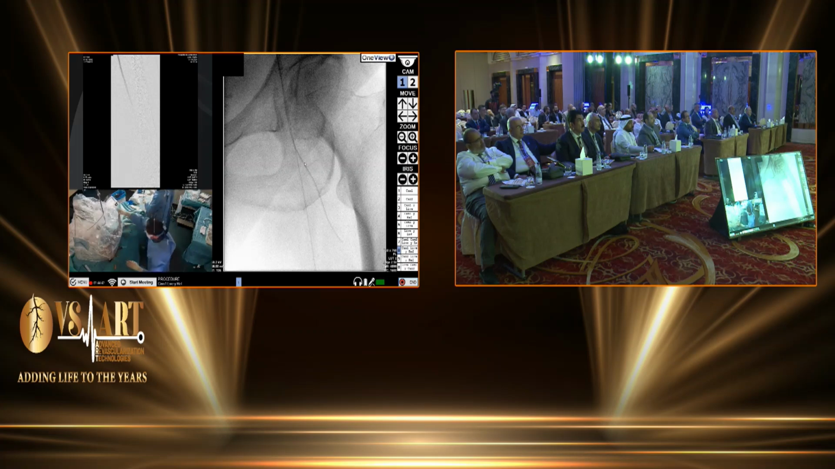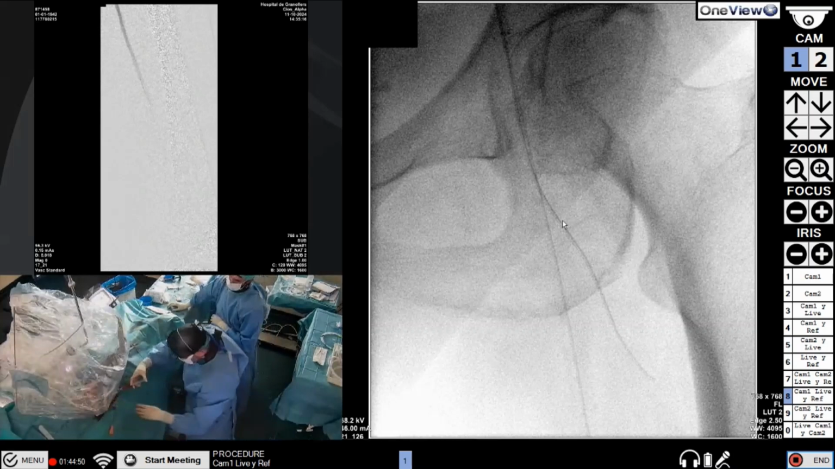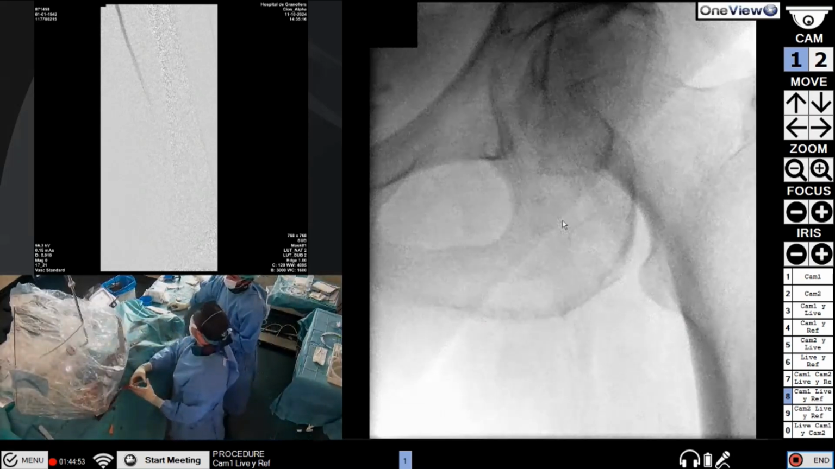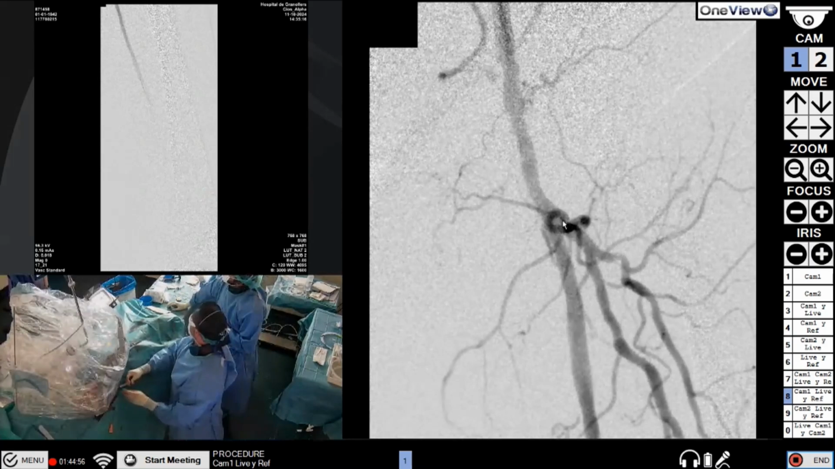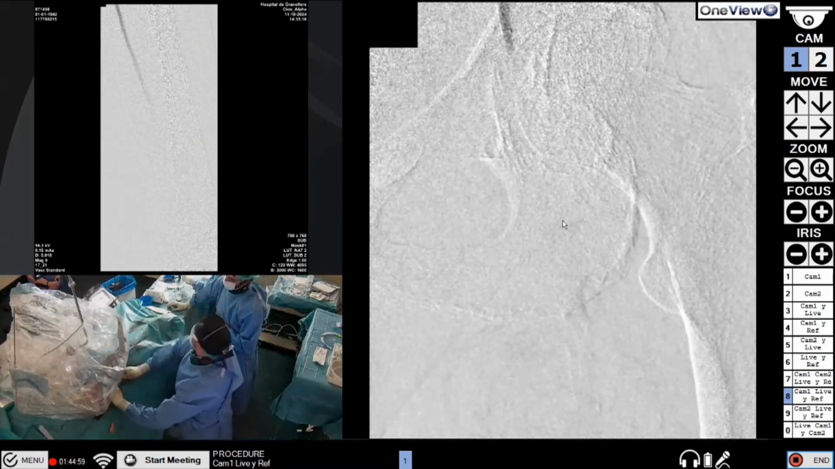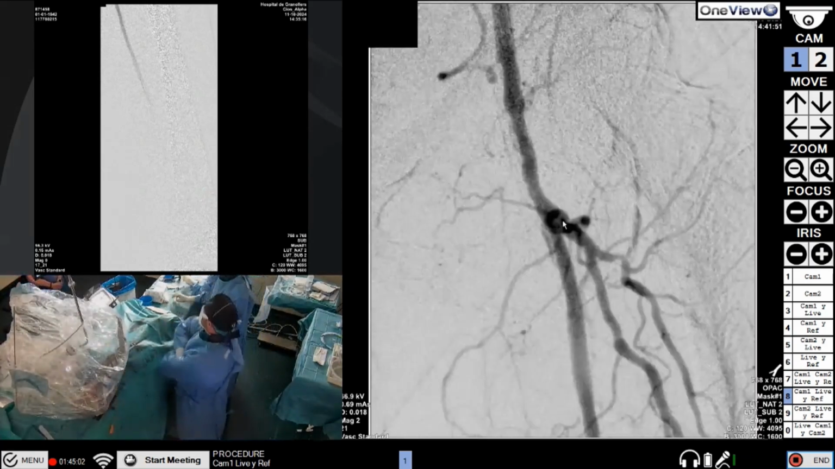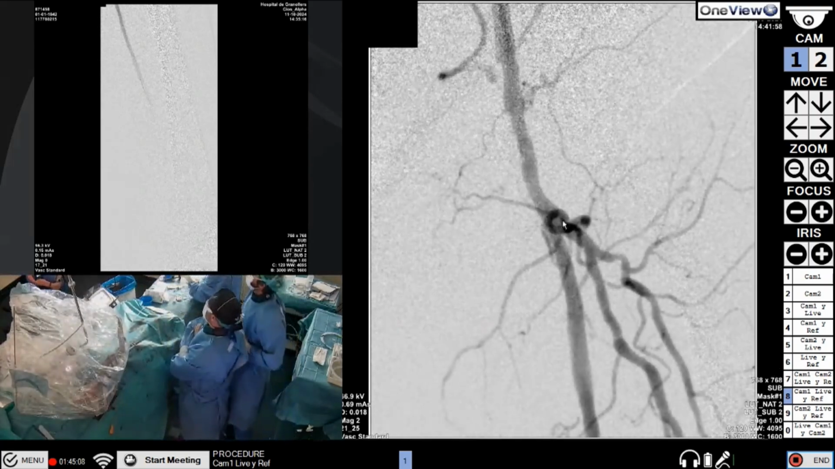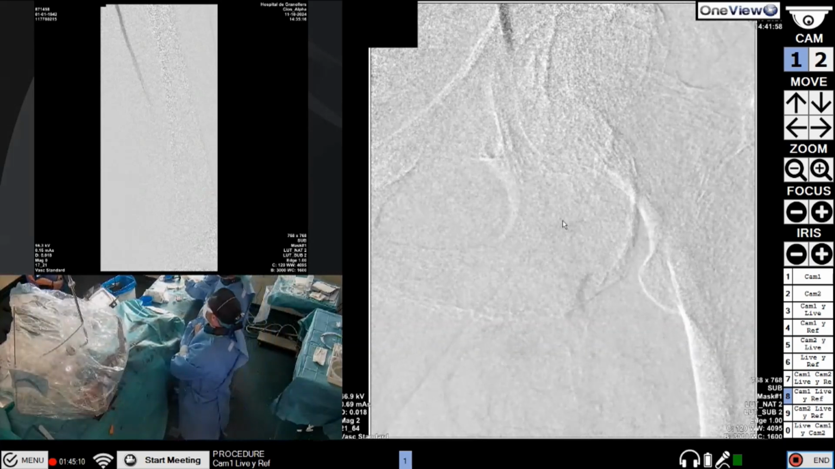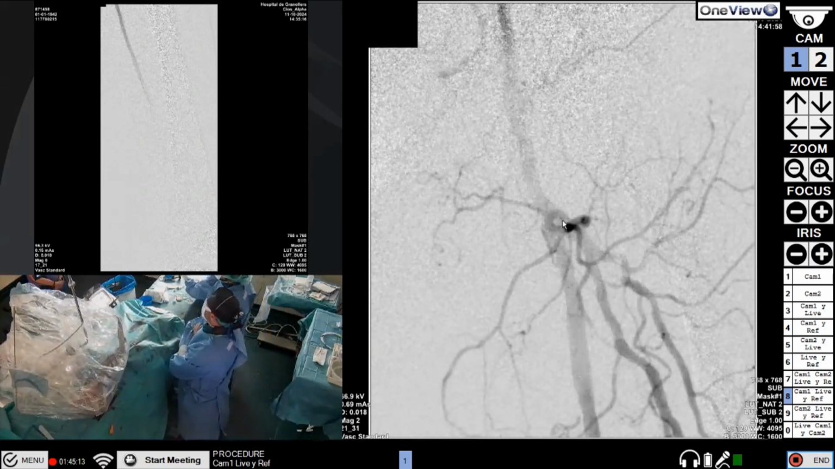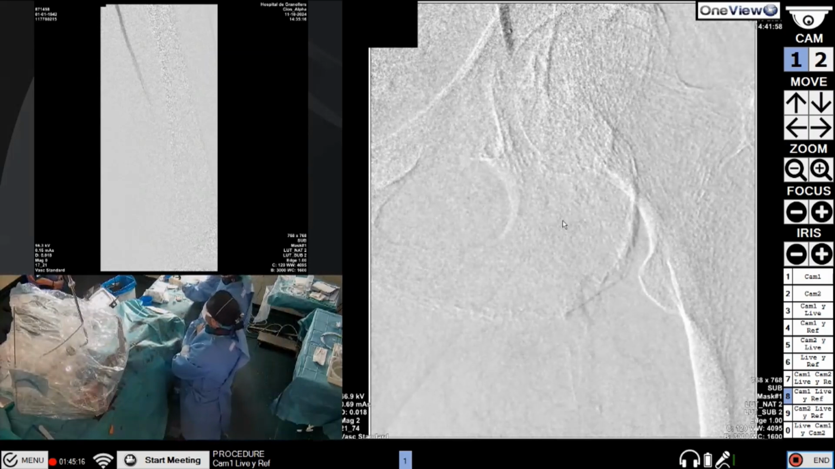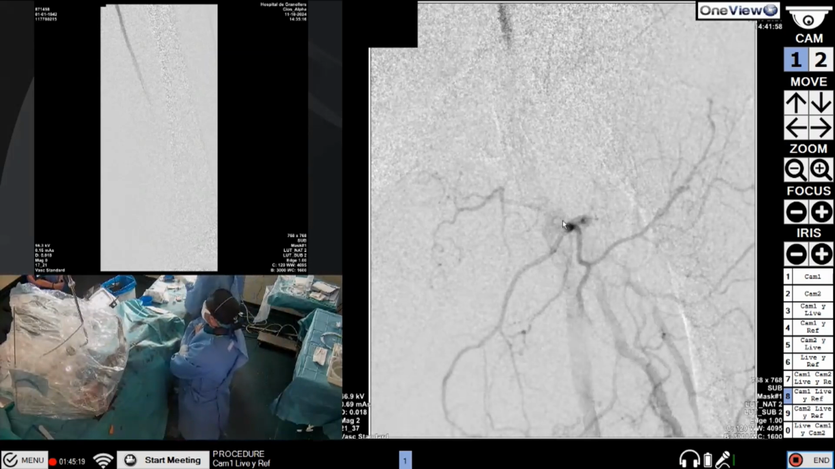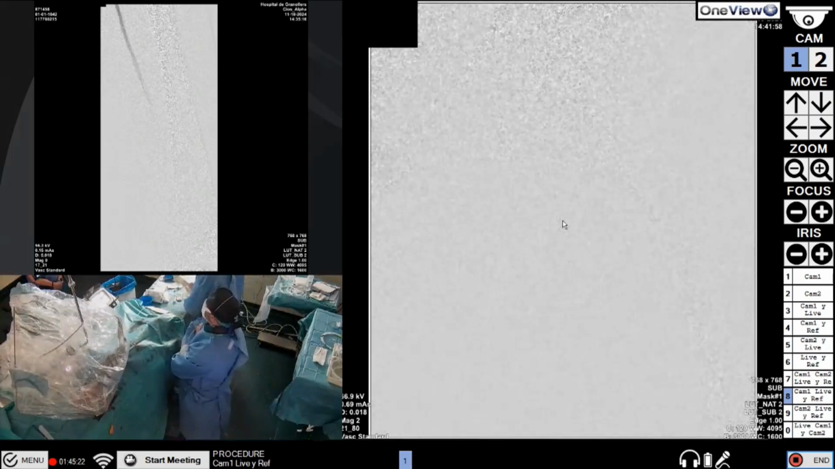We are removing the guide wires because we want to show you without guide wires there. What do you think? We have a mild dissection in the SFA at the beginning, but the flow is quite good. The profunda is patent, and the lesion of the common femoral artery, I think, is not an issue. I guess it's good, Professor.